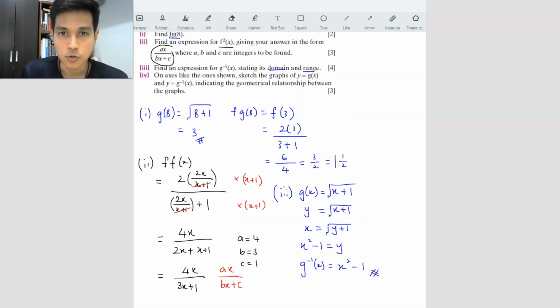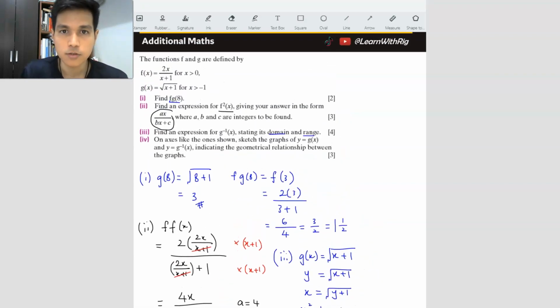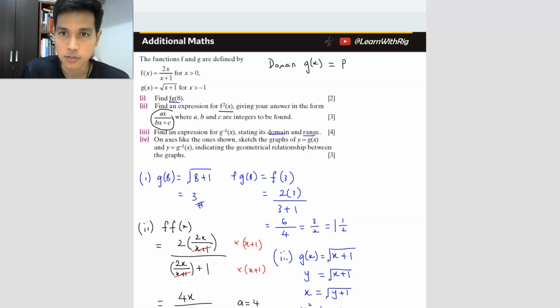So domain and range, how do we do that? In our previous video on inverse functions, I taught you that the domain of the forward function will be the range of the inverse.